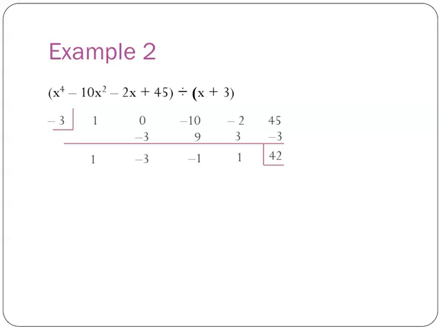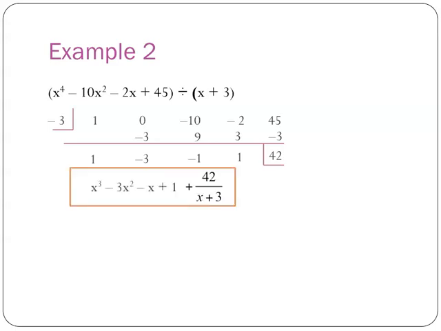So x to the fourth was our first degree. So now, for our quotient, x to the third will be our first degree. So this will be 1x cubed minus 3x squared minus 1x plus 1. And then the 42 that I've put in a little box there at the end, that's just to remind me that that's the remainder. So that's going to go over x plus 3. And there's our answer.